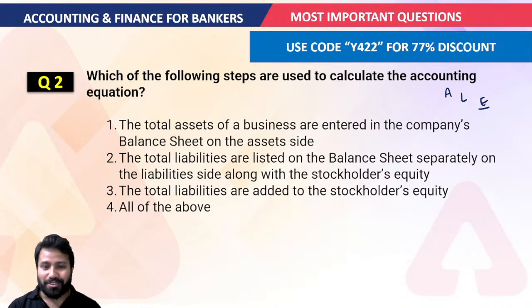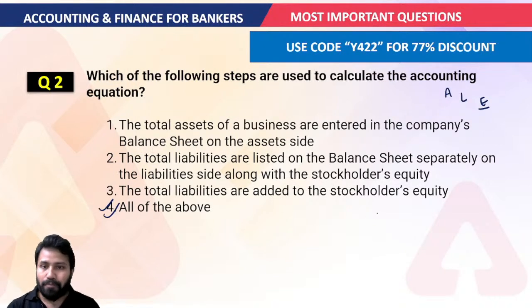The total assets of the business are entered in the company's balance sheet on the asset side. The total liabilities are listed on the balance sheet separately on the liability side along with the stockholders' equity. The total liabilities are added to the stockholders' equity. And all of the above. What should be the correct option there? That is the right answer: it should be all of the above.